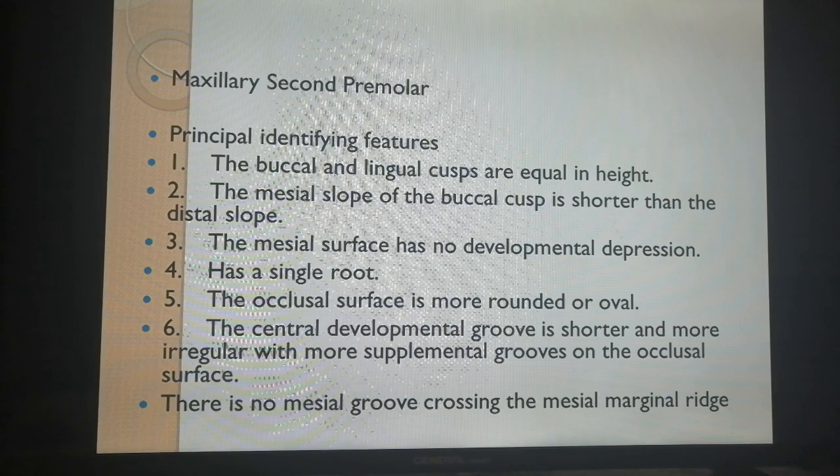Number 5, the occlusal surface is more rounded or oval. Number 6, the central developmental groove is shorter and more irregular with more supplemental grooves on the occlusal surface. There is no mesial groove crossing the mesial marginal ridge.